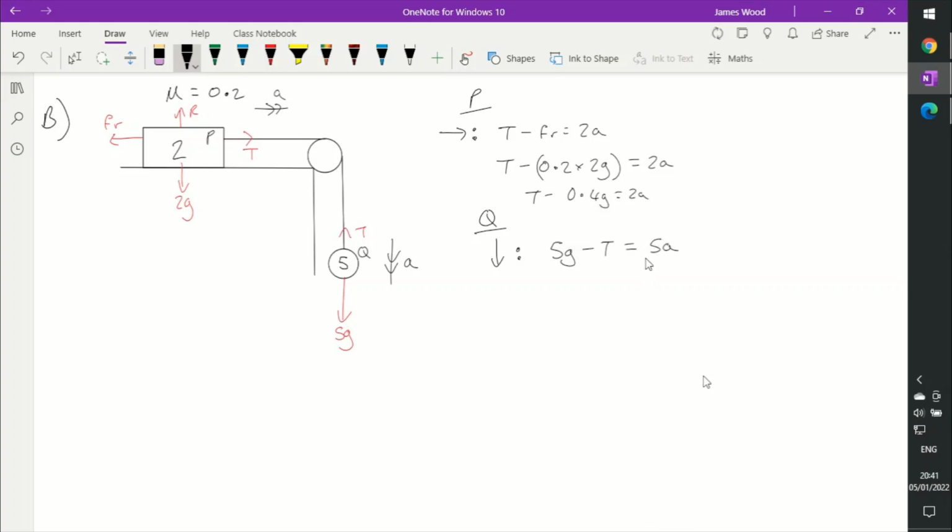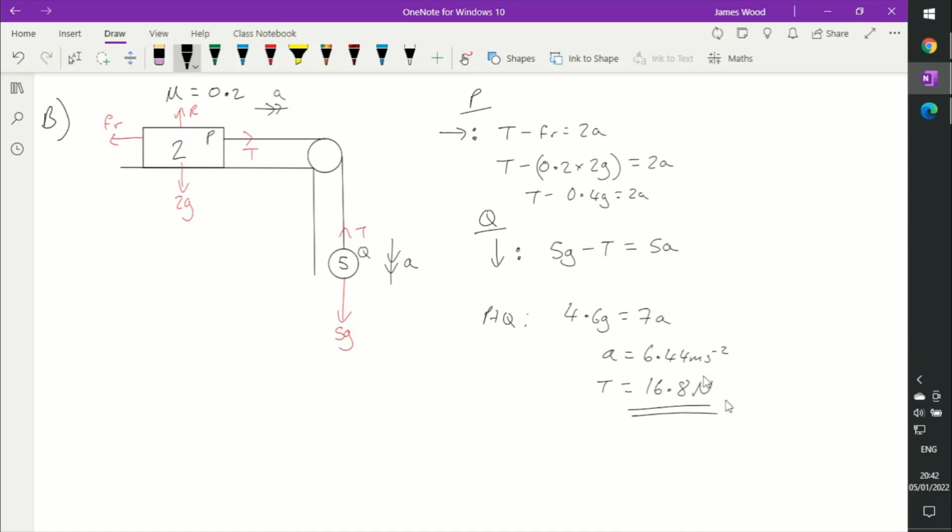Okay, so I've got these two equations here. I'm going to add them together to eliminate T. So I've got 5G minus 0.4G. So that's 4.6G equals 7A. So I can find out what A is. So 6.44 meters per second squared. And I can find T by substituting it into either of those equations. So it's 16.8 newtons.